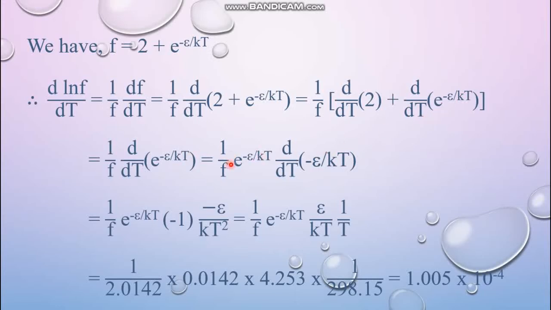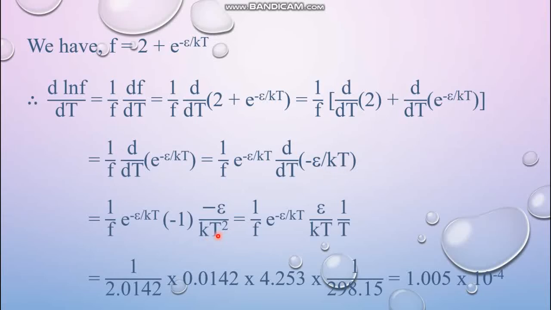Now differentiation: this part should be repeated, e to the power minus epsilon by kT will come out, and then e to the power minus epsilon by kT will be differentiated. So d/dT of minus epsilon by kT. In the next step, first of all the minus term, so this -1 for this minus term, and then epsilon by kT square, because this is T to the power minus 1, so it will become T to the power minus 2, that means kT square in the denominator.